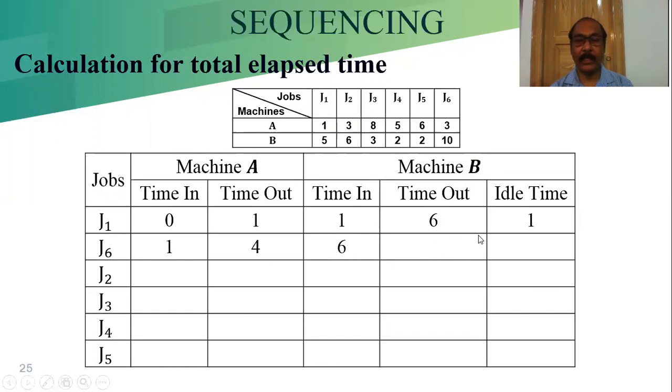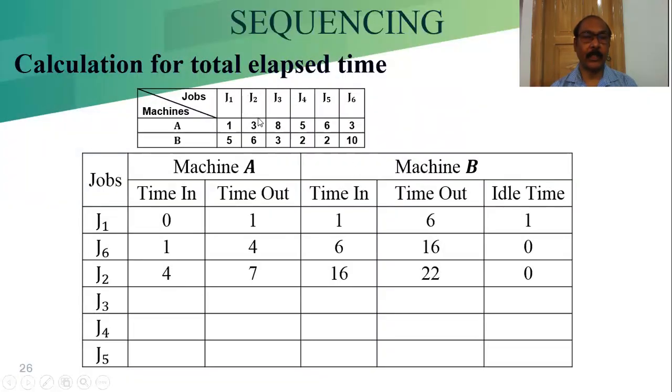And there is no idle time, because 6 and 6 are the same. We have to check that way. Then we can calculate the idle time. The time out of job 1 and the time start of job 6 are the same. If there is any difference, from that we can calculate our idle time. Now the next step. Meanwhile, when J6 starts in machine B, we can start J2 in machine A.